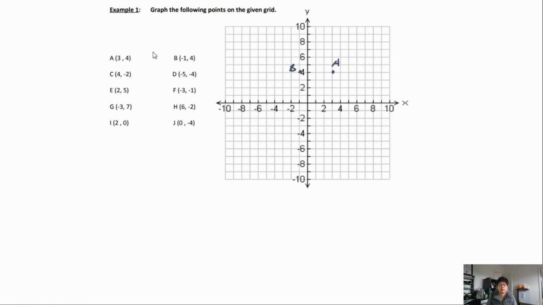Now let's try question C. Going for -2, go right 4 spaces and down 2 spaces. That is down here. That will be C. And D, we're going to the left 5 spaces and down 4 from the origin, so it'll be here. And let's go down to -4. It'll be right there. That is D.